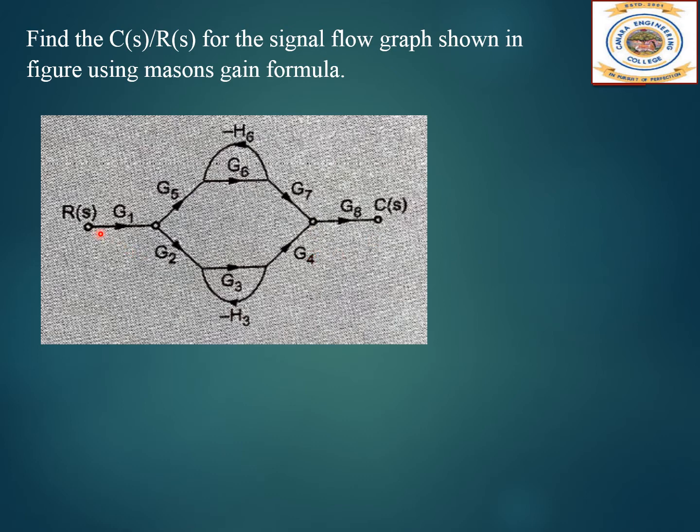I cannot take this as a forward path: G1, G2, G3, minus S3, and again come back to G3, G4 and G8. The same node you cannot come twice, otherwise it won't be a forward path. So we have two forward paths only.